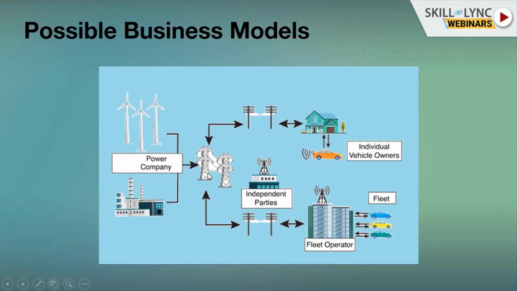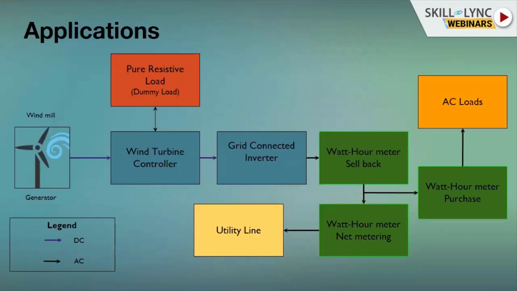So the independent parties would be obtaining power from the grid, and they would be increasing the quality of the supply, and they would be feeding it to the fleet suppliers. So the fleet is also going to be more electric in the near future. So this is going to be one of the best business models in the near future in India, as far as India is concerned.